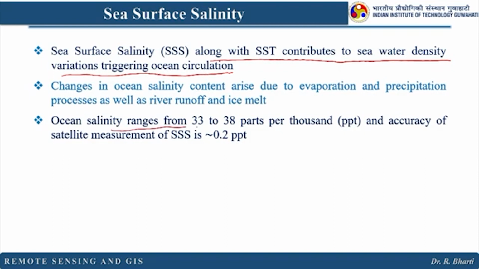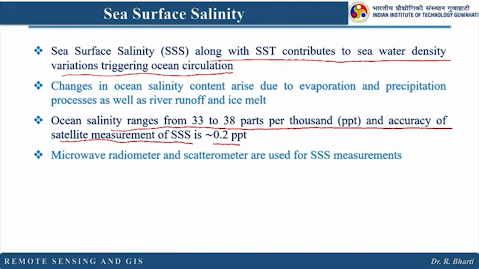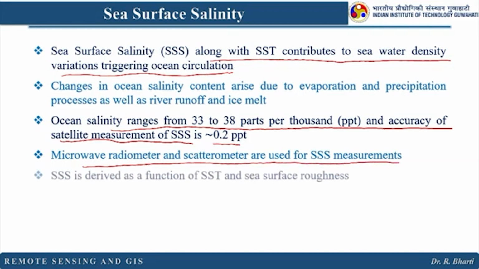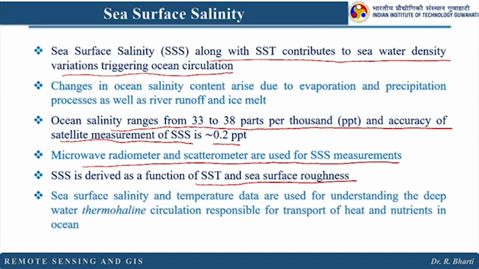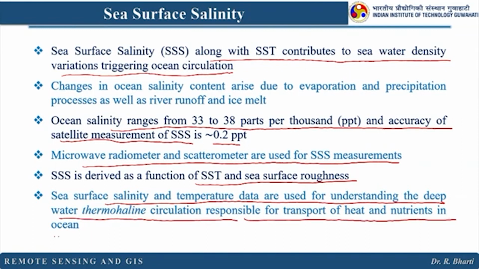Ocean salinity ranges from 33 to 38 parts per thousand, and the accuracy of satellite measurement of SSS, sea surface salinity, is about 0.2 ppt, right. So you have very accurate measurement from the satellite. Microwave radiometer and spectrometer are used for sea surface salinity measurement. Sea surface salinity is derived as a function of sea surface temperature and sea surface roughness, because all of them are linked with each other. Sea surface salinity and temperature data are used for understanding the deep water thermohaline circulation responsible for transport of heat and nutrients in the ocean.